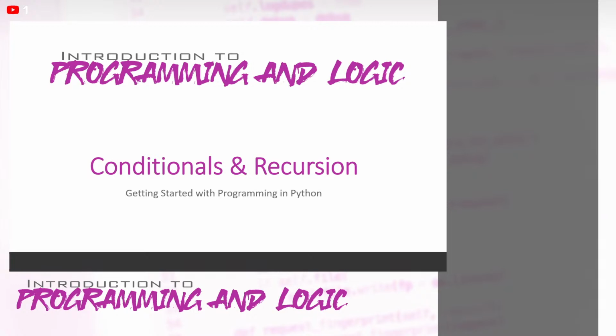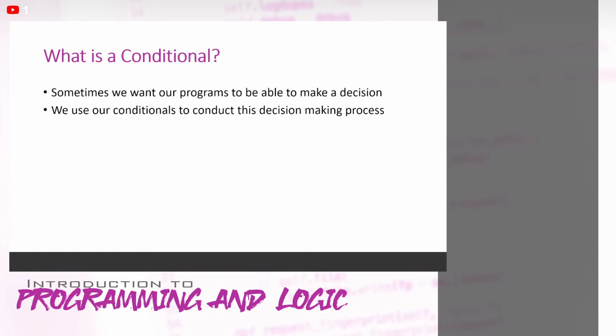So Module 4, which will be starting tomorrow, is about conditionals and recursion. The first thing that we want to ask ourselves is, we want to define some terms. So we're going to start off by defining what a conditional is. Really, all a conditional does is it allows our programs to make a decision. This is where we get into a real crux of how our programming logic works.